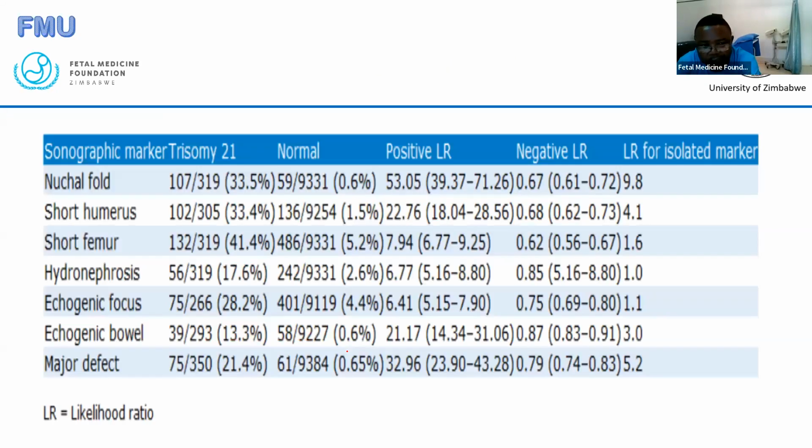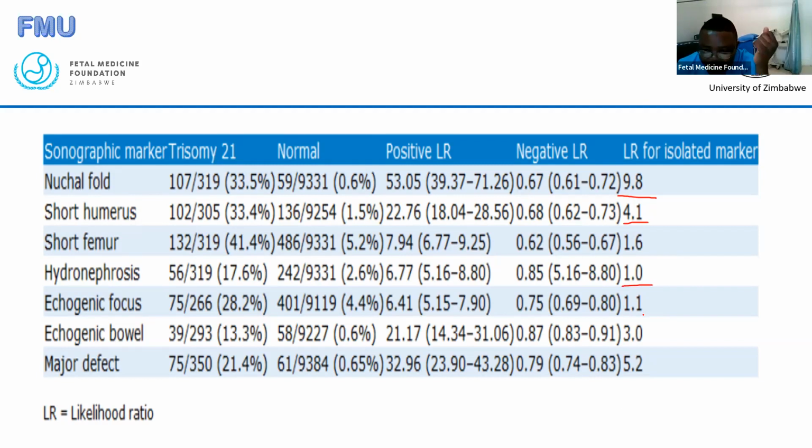So in brief, if we see just a short humerus on its own, this is the likelihood ratio, and you have to divide it into priors. The nuchal fold on its own, this is the likelihood ratio. Then if you see hydronephrosis, it is 1. It's not going to change the risk, because remember, any number divided by 1 doesn't change.